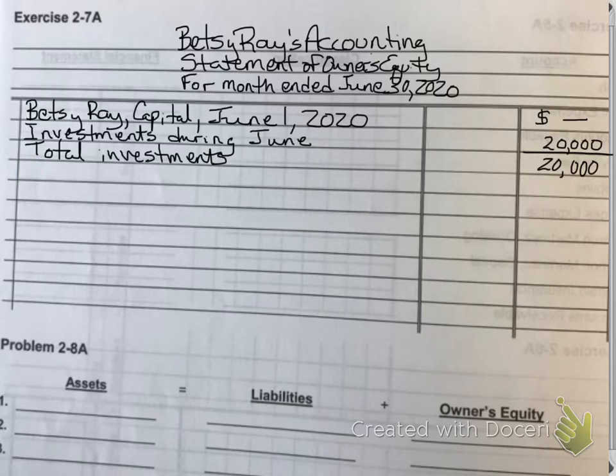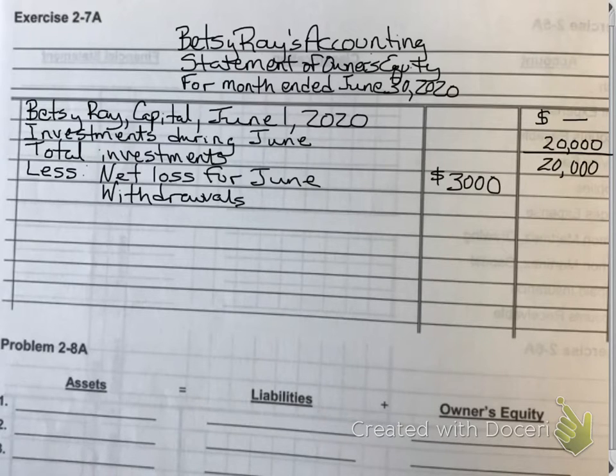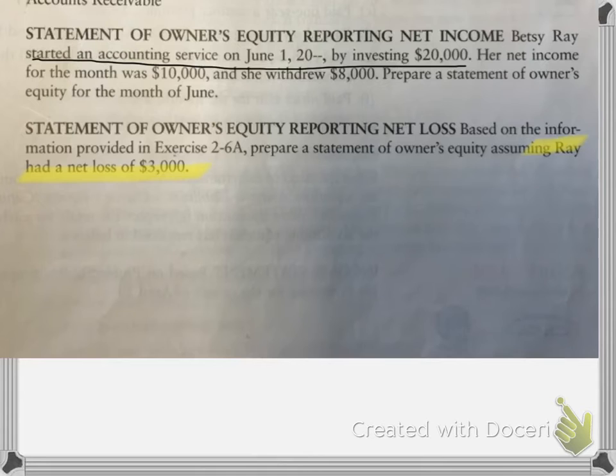So we're going to say less our net loss for June, which was, what did we say, 3,000? And we would put a dollar sign because that's the first number in that column. And it's also going to be less our withdrawals for June. When we look back at our information, it said that the withdrawals were $8,000.